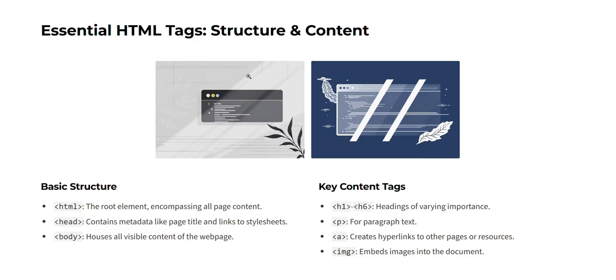Other important content tags include H1 to H6 for headings of different importance, P for paragraphs, A for hyperlinks, where A is an anchor element, and IMG for images. So these tags form the basic building blocks for structuring any web page.